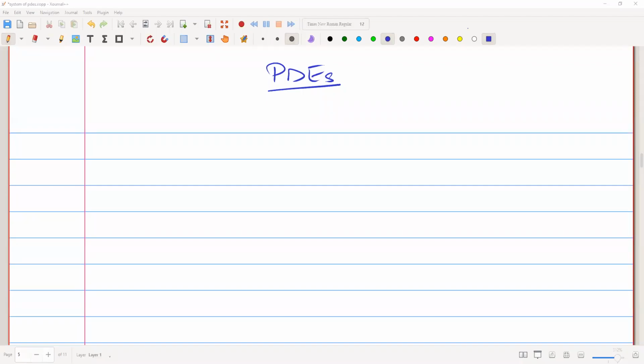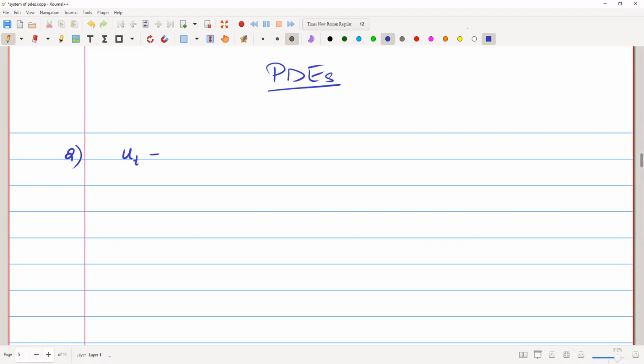Hi and welcome to the lesson of partial differential equations. In continuation of the previous class, where we were discussing systems of partial differential equations, we'll take one more example, in fact an advanced problem, and compare it with the previous one.